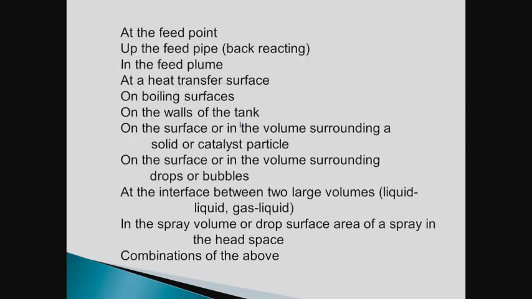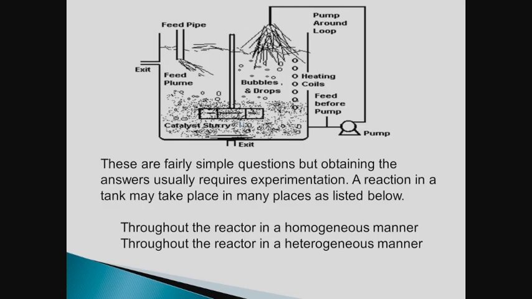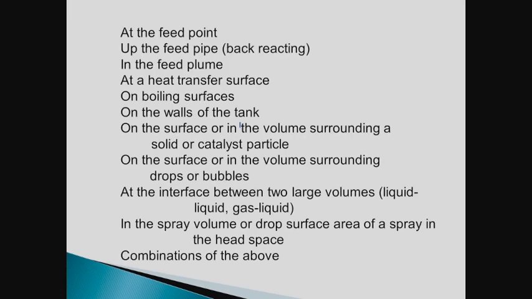That's extremely important. Now then, if I take a look at my chemical reactor, this is sort of a repeat of what we already did, right? So we can have an extensive list: the feed point, the feed pipe, the feed plume, boiling surfaces, walls of the tank. By the way, walls of the tank can very easily participate in the reaction. Metal walls, that's why you have glass-lined walls, to prevent the metal walls from participating in the reaction.